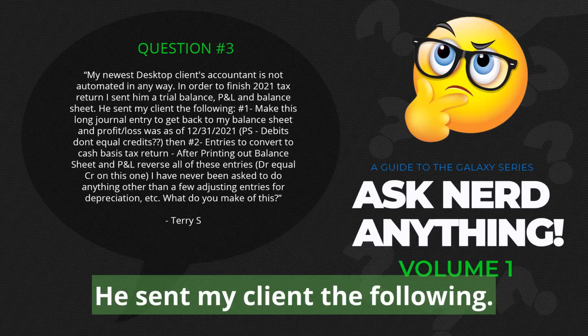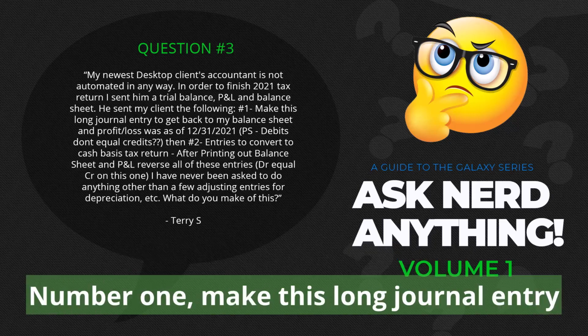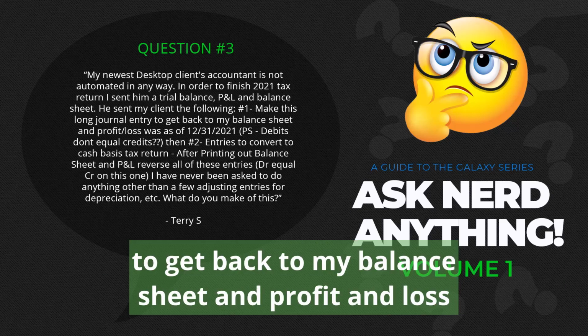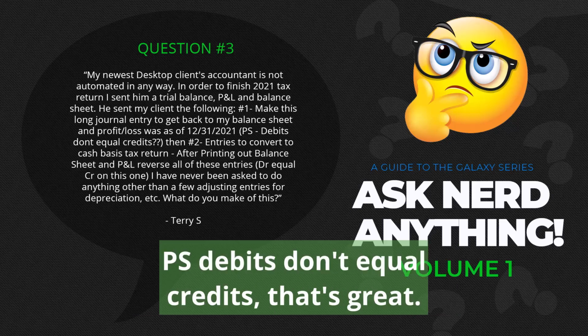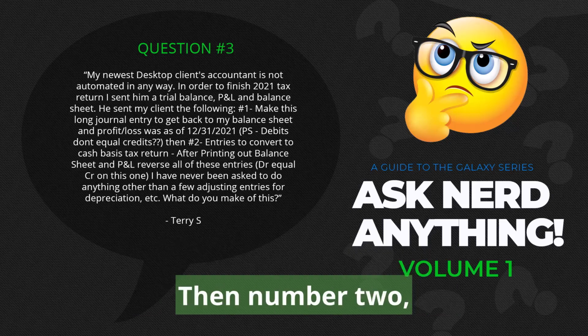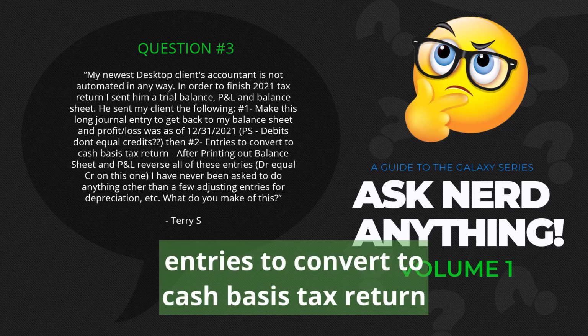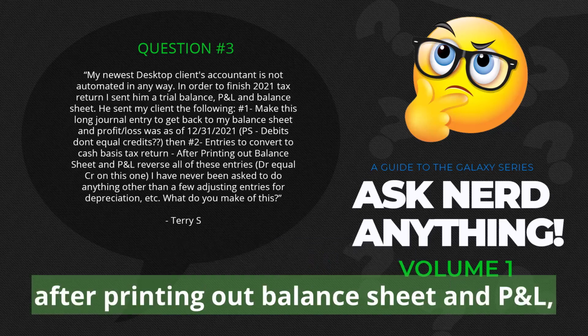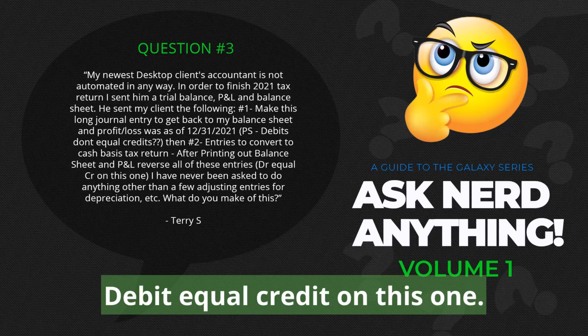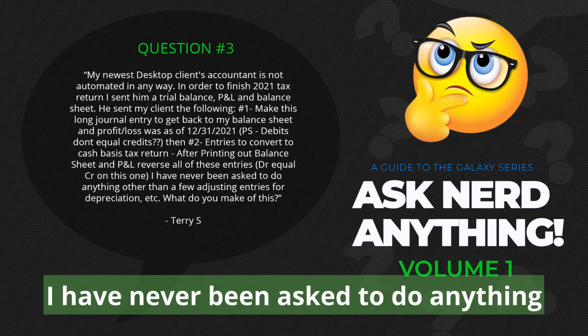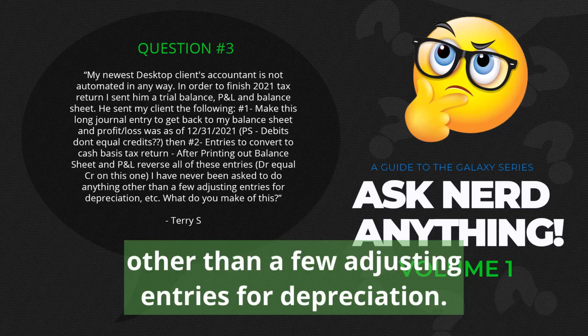He sent my client the following. Number one, make this long journal entry to get back to what my balance sheet and profit and loss was as of 12/31/21. P.S. Debits don't equal credits. That's great. Then number two, entries to convert to cash basis tax return. After printing out balance sheet and P&L, reverse all of these entries. Debits equal credits on this one. I have never been asked to do anything other than a few adjusting entries for depreciation. What do you make of this?